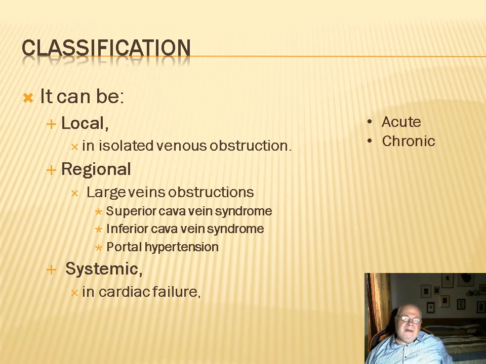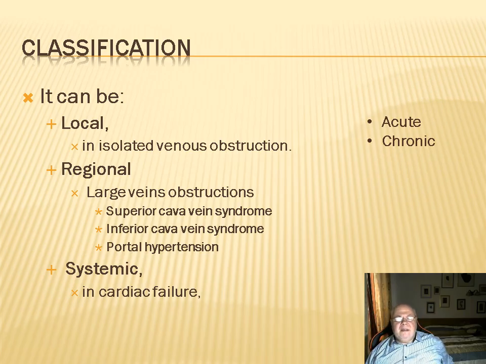We can have a classification of this stasis according to the location of the occlusion of the vein. If an isolated small vein is occluded, we call this local stasis. If a much larger vein is occluded, we call this situation regional stasis. These large veins, which can be occluded, generating regional stasis, are the superior cava vein, the inferior cava vein, and the portal vein.